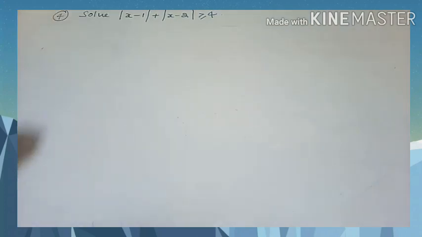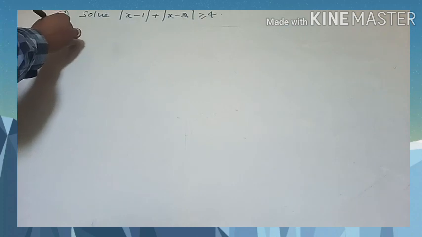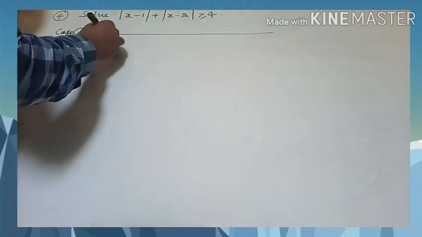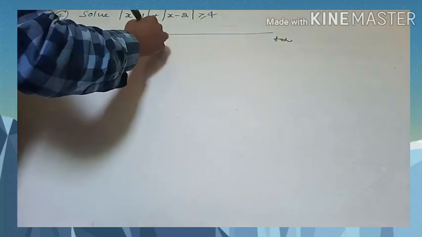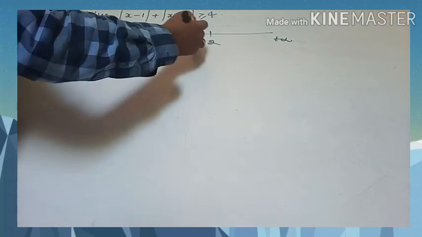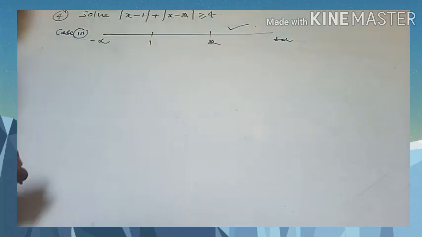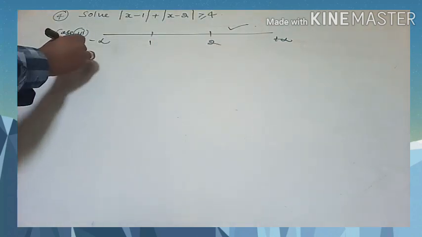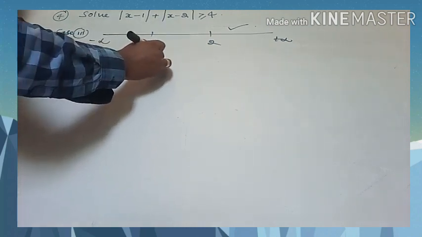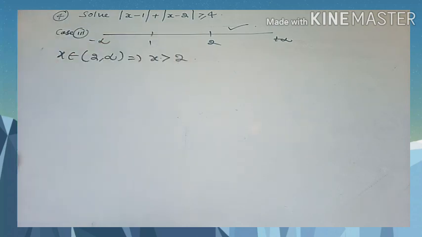Now see, my dear students, case 3. On the real number line from minus infinity to infinity, with points 1 and 2, the earlier cases are answered. Now for case 3, this is the interval we are going to take: x belongs to (2, infinity). That implies x is greater than 2.